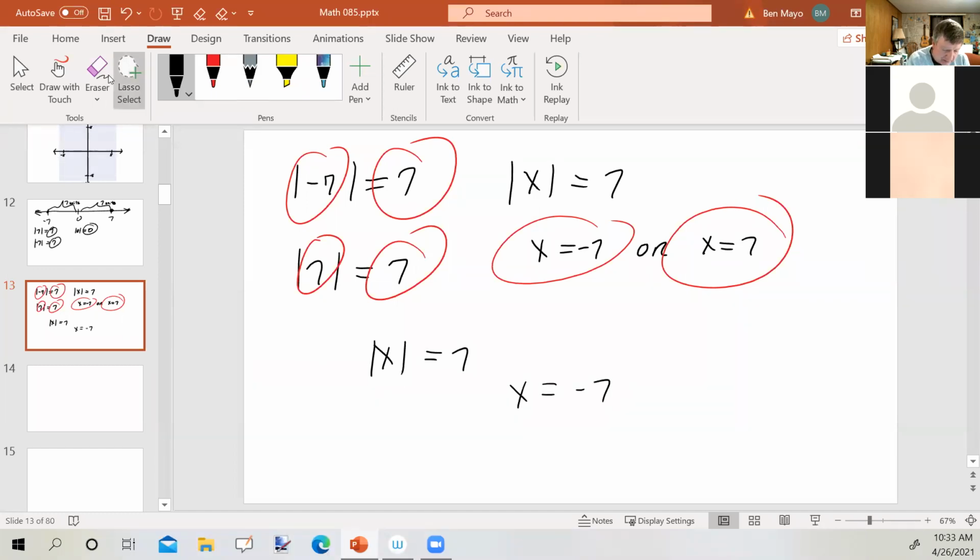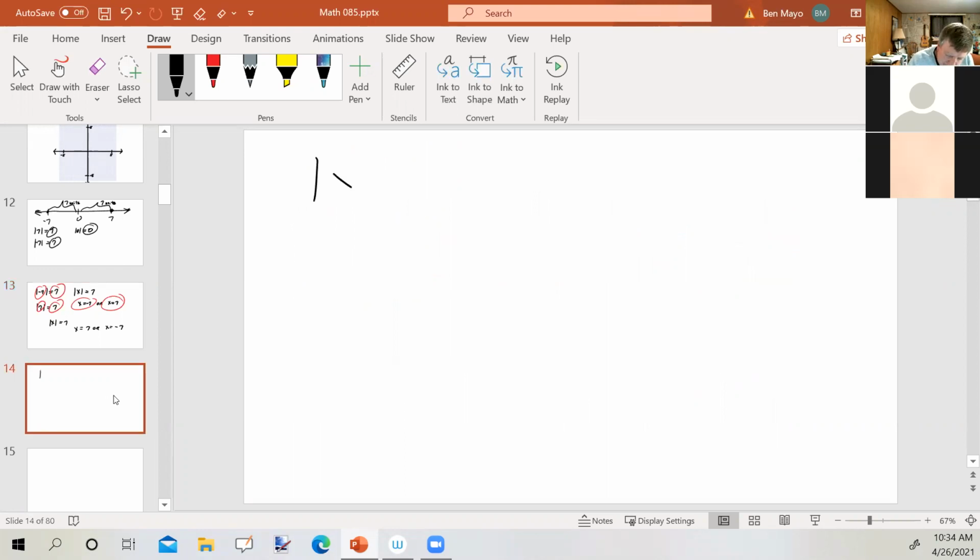Let's do it this way. Let's deal with a positive first. x equals 7 or x equals the opposite of 7. And again, it didn't really matter which answer I listed first, but I have my reasons for doing it this way. Okay, so now let's say we've got the absolute value of x minus 3 equals 12.